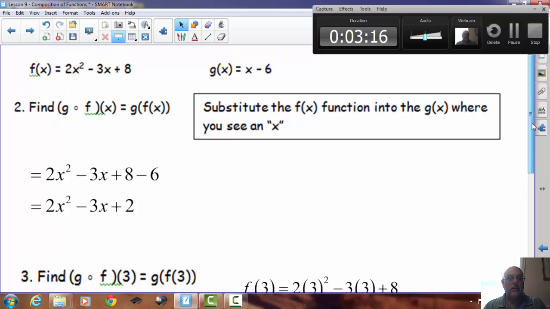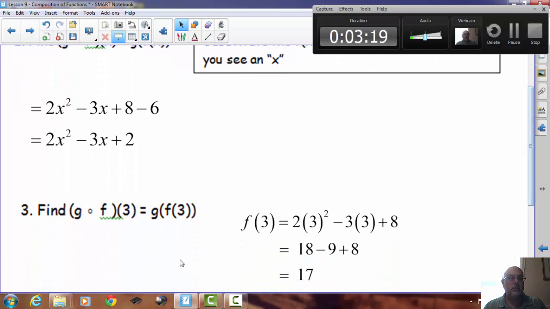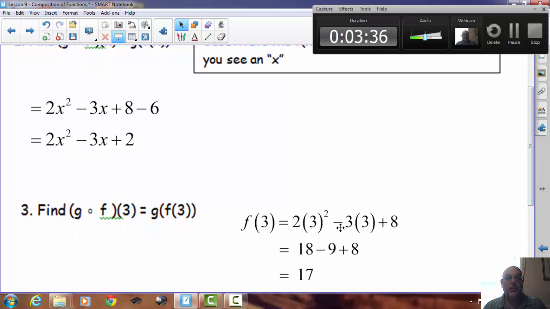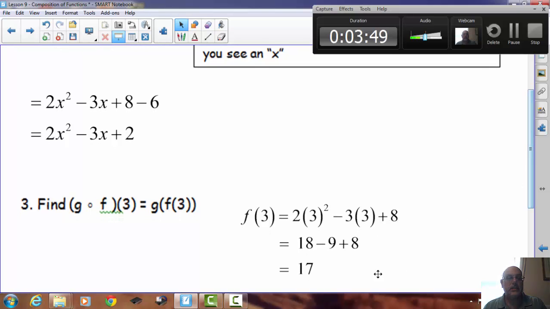Typically, we see evaluating a function for a particular value. This one is g following f of 3. The first thing we need to do is find out what f of 3 is. I took the f of x function from above and substituted 3 in for x. So 3 squared is 9, times 2 is 18. Negative 3 times 3 is negative 9, plus 8. Combine like terms, you get 17. So f of 3 is 17.